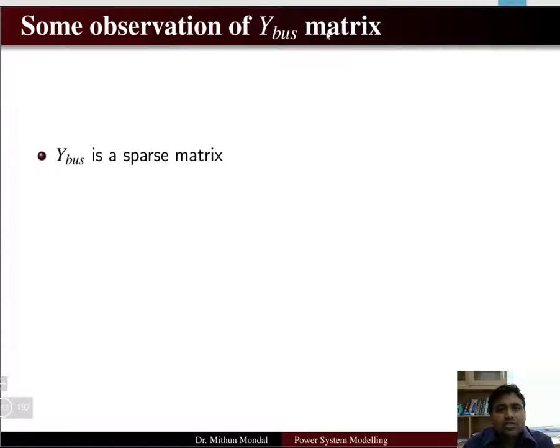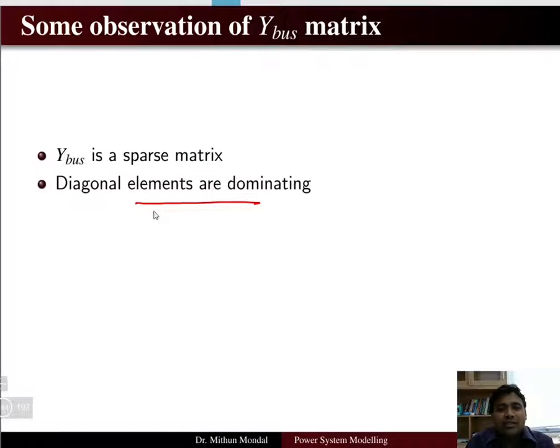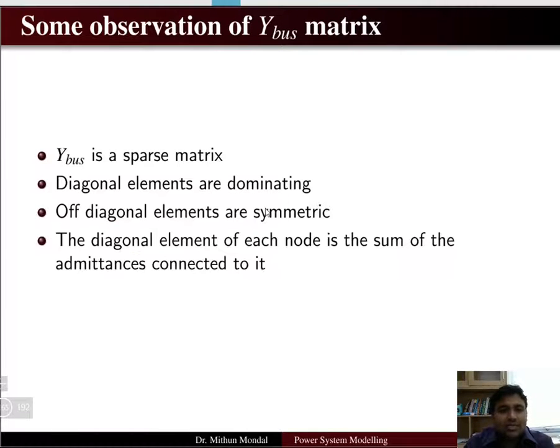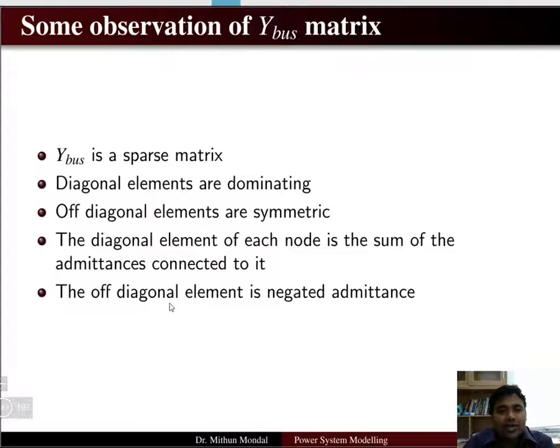Some observations of the Y bus matrix. Why are we going for the Y bus matrix? First of all, the Y bus matrix is a sparse matrix, so the number of non-zero elements is small. Diagonal elements are dominating, each being the sum of the admittances connected to a particular bus. Off diagonal elements are symmetric in nature, and the diagonal element of each node is the sum of the admittances connected to it. The off diagonal element is a negated admittance.